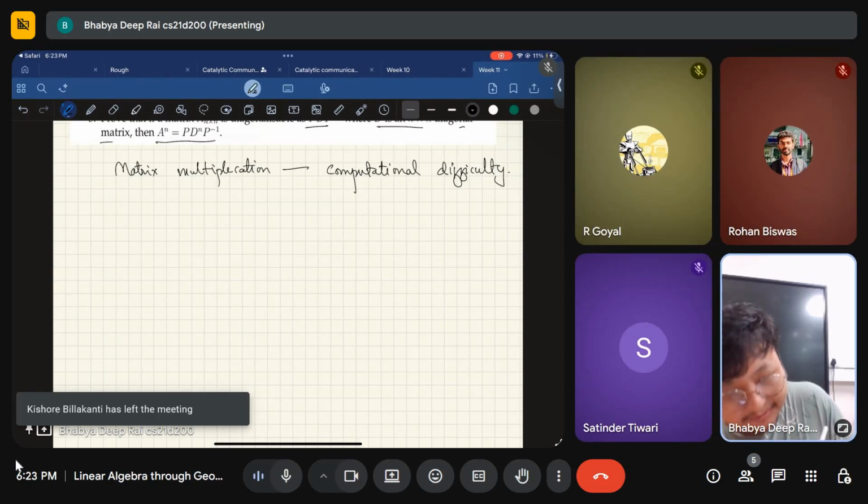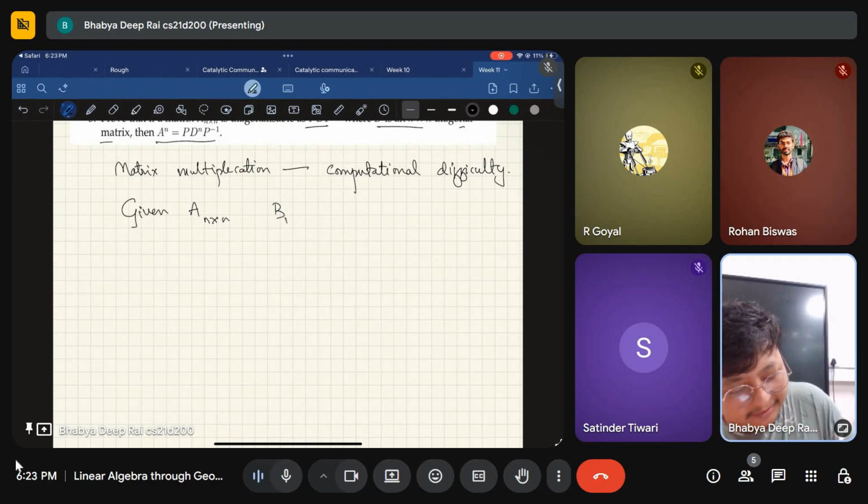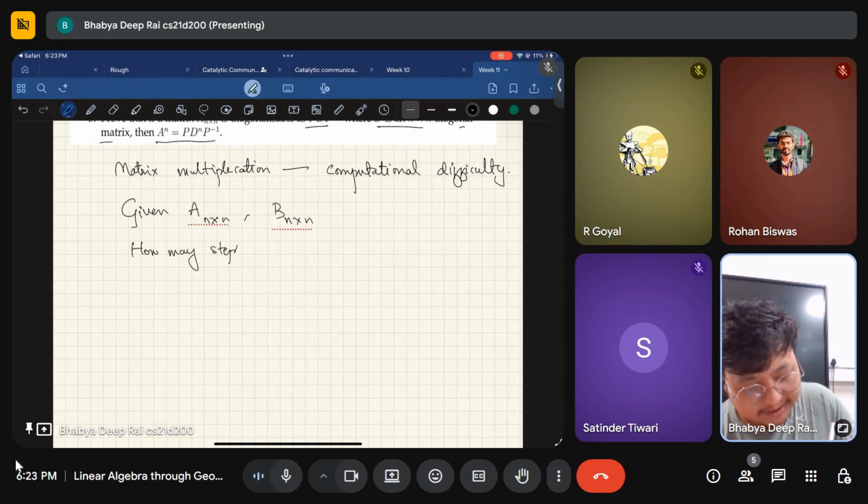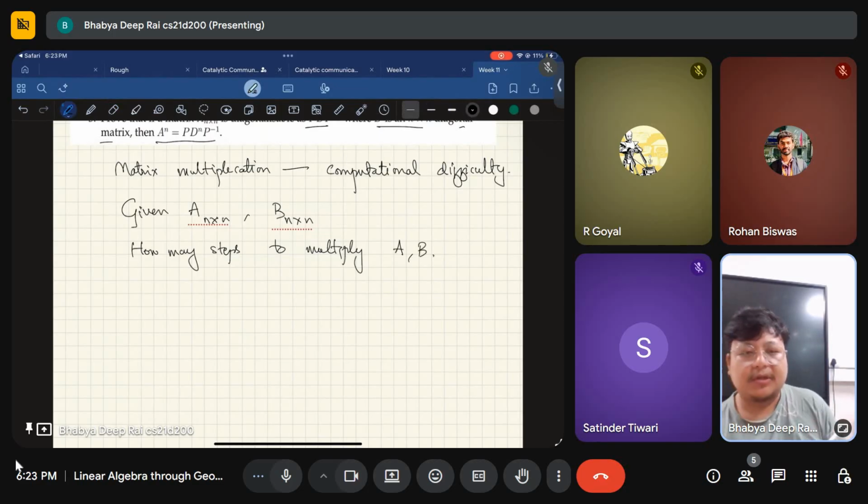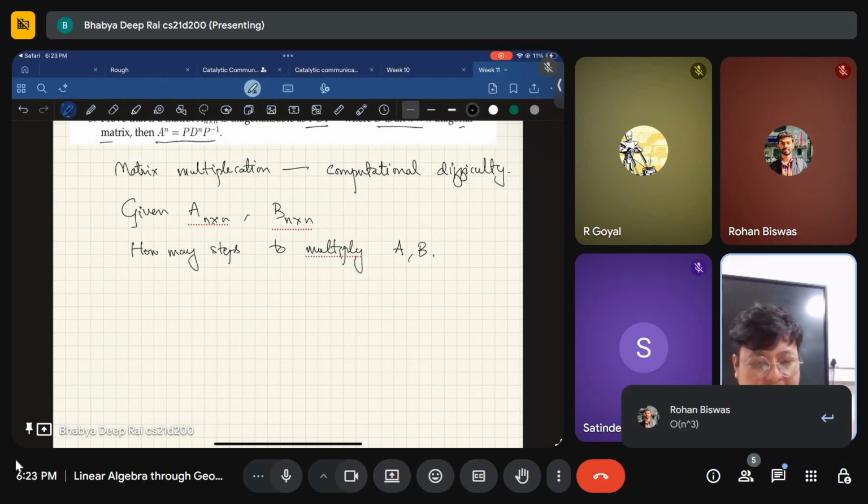So for example, if you are given A, n cross n, and B, n cross n, these two matrices are given to you. How many steps are required to multiply matrices A and B? So yeah, Rohan is saying order n cube.